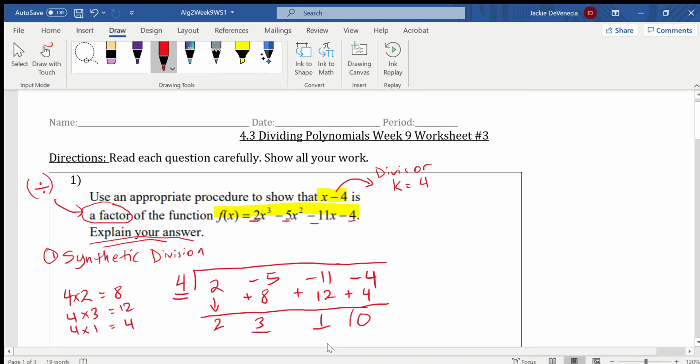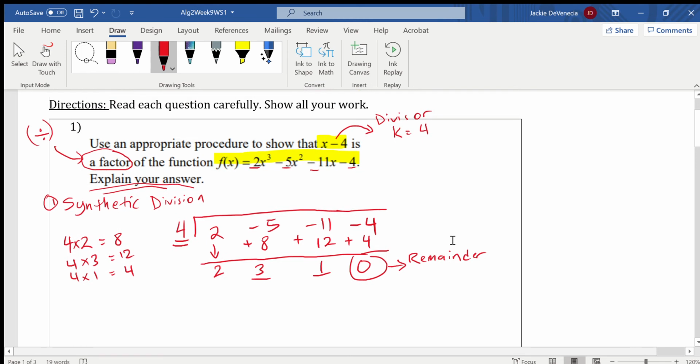Now, the last number over here, that's usually our remainder. And if we notice, our remainder is a 0. So that's a clue for me. That's a clue that shows that x minus 4 is a factor.